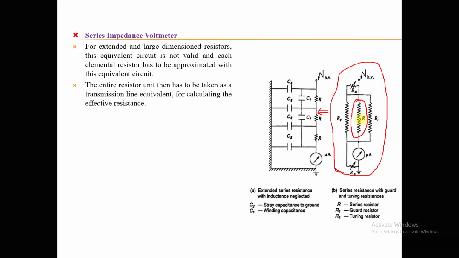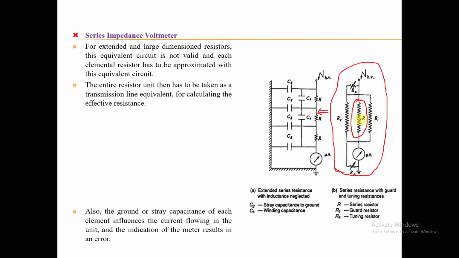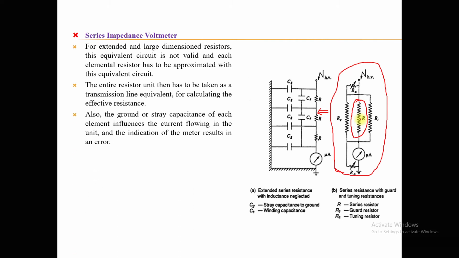So it looks like the equivalent circuit of a transmission line, where you can observe the resistance as well as the capacitances. These capacitances are the stray capacitances as well as the ground capacitance. Also, the ground or stray capacitance for each element influences the current flowing in the unit, and the indication of the meter will result in error.